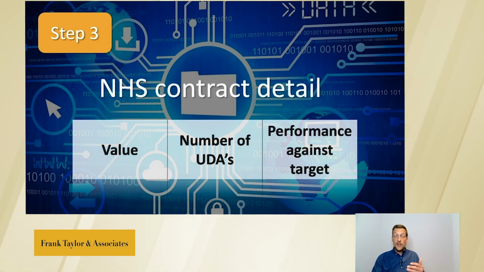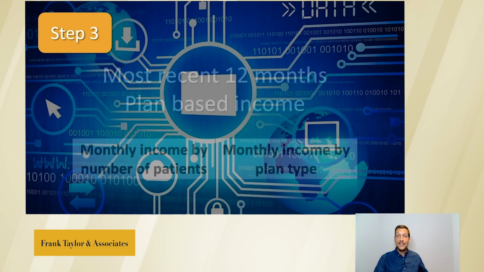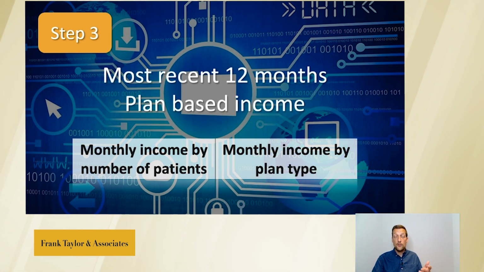The issue with accounts is that they're by nature out of date. So it's also important to have details of the most current position. And you can do that by having 3 types of information. The first part is details of your current NHS contract, assuming that you have one. So this will be the value of your NHS contract, how many UDAs you need to deliver, because then you can work out the amount that you get per UDA, and to make sure that you're on target, your performance against target is looking good. If it's not, there's a risk of a clawback, so it's important to make sure you stay on top of delivering those UDAs.